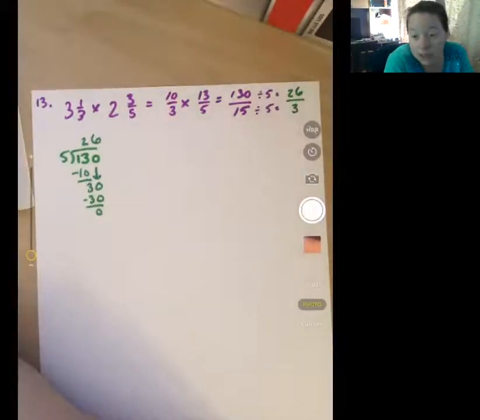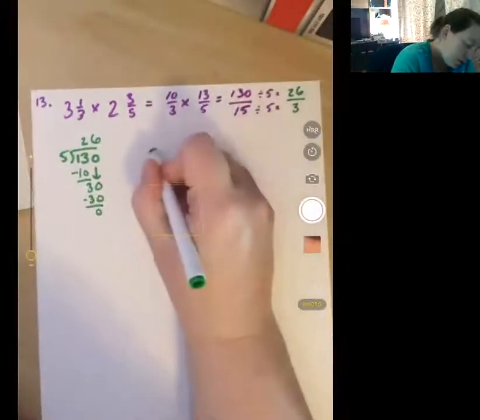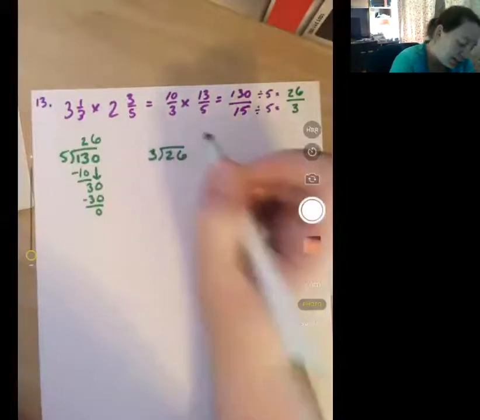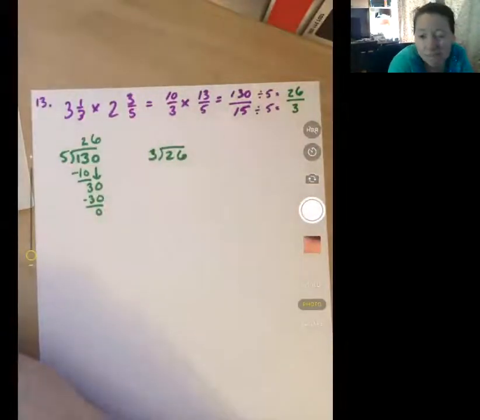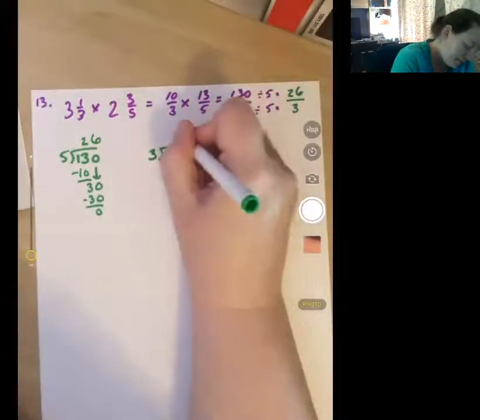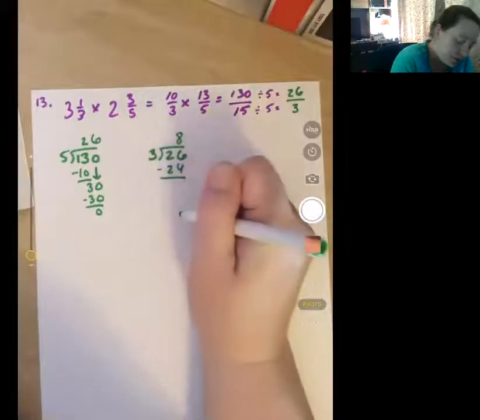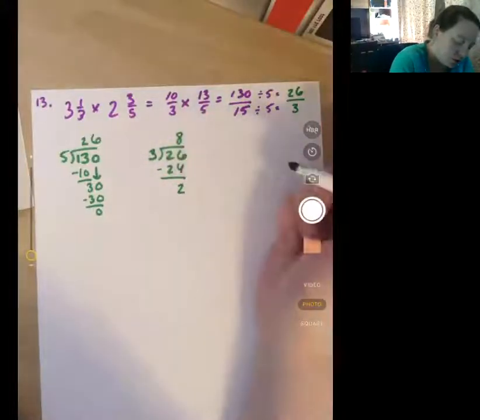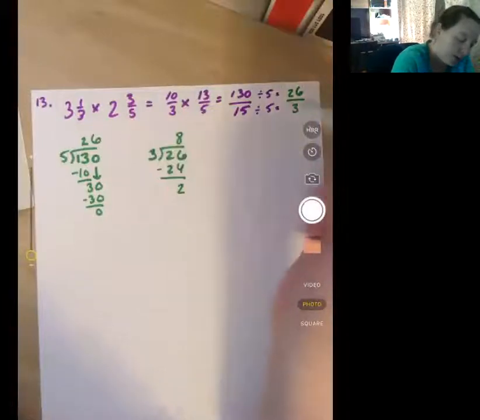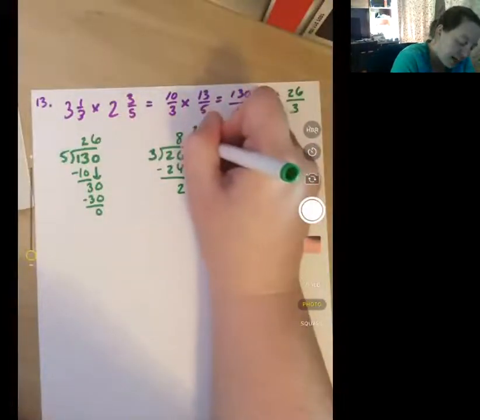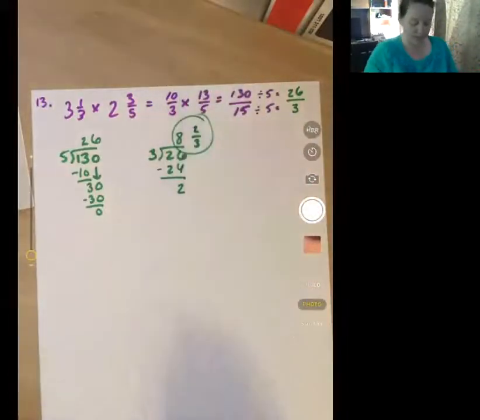It's an improper fraction. We need to change it to a mixed number. 3 goes into 26. How many times? 8. 3 times 8 is 24. 6 minus 4 is 2. 2 minus 2 is 0. I cannot take 3 into 2. And so I end up with 8 2/3 as my answer.